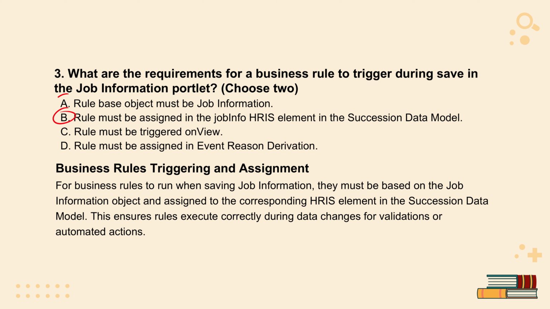So those two conditions, correct base object and correct assignment in the model, are non-negotiable. They make sure the rule is tied precisely to the right data, like a job record, and the right action, like hitting save. What's interesting, though, is how these seemingly simple if-this-then-that rules can get super complex and sometimes lead to unexpected results if they aren't designed and tested really carefully. It shows why understanding the logic is so important, not just the setup.